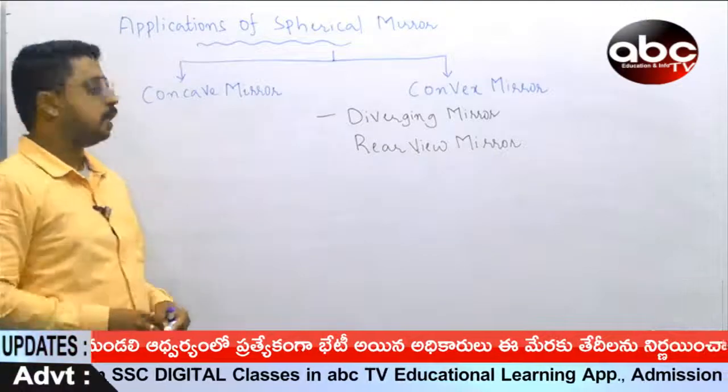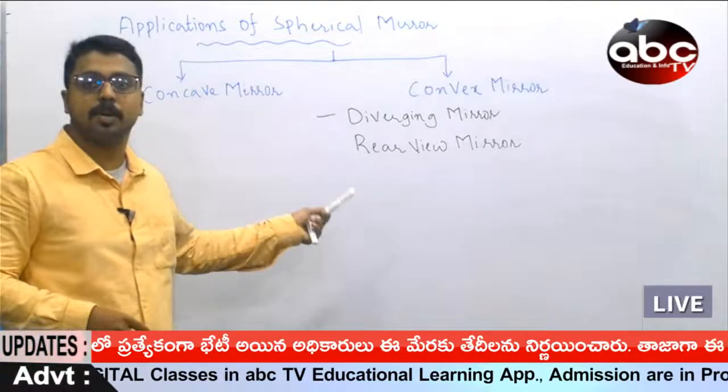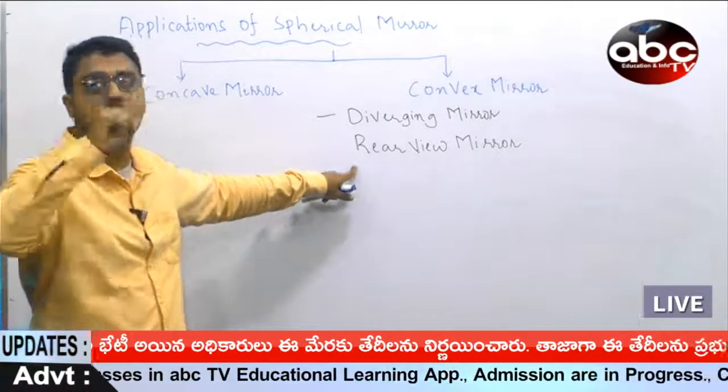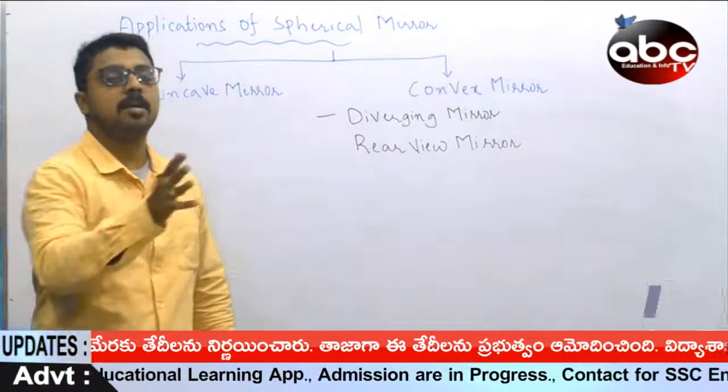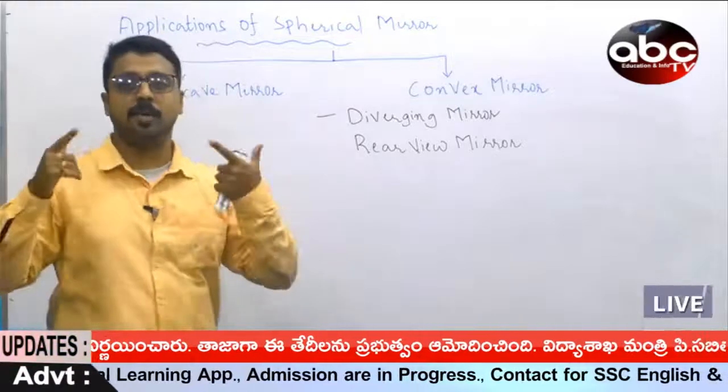Let us cover this topic because this is an important 2 marks question. Why are convex mirrors useful as rear view mirrors?